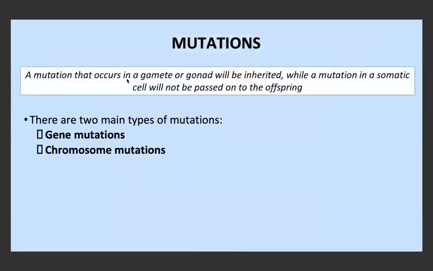A mutation that occurs in a gamete or a gonad. So a gamete is like a sex cell, a gonad is a sex organ, so an organ that produces sex cells. These mutations will be inherited, they will be passed on to future generations, but a mutation in a somatic cell, so in a body cell, they're not passed on to the offspring. That means that the mutations we're concerned about in terms of evolution, obviously they need to be hereditary, they need to be passed on. So we're mostly concerned by gamete mutations. We call them germline mutations.